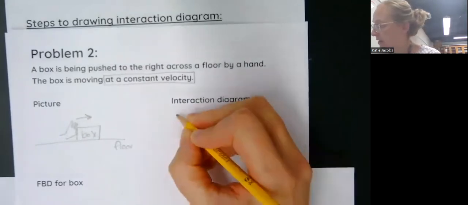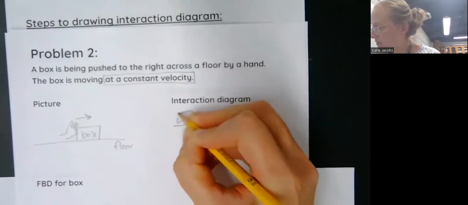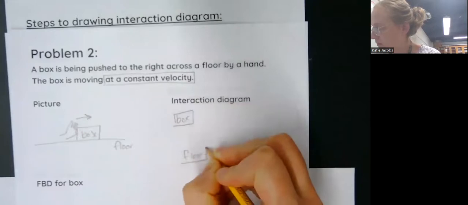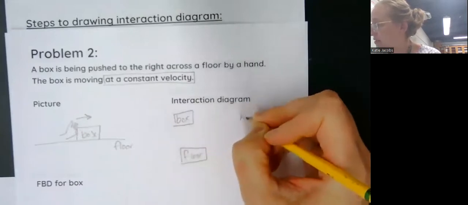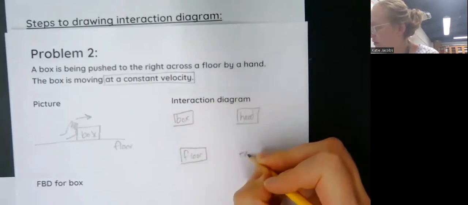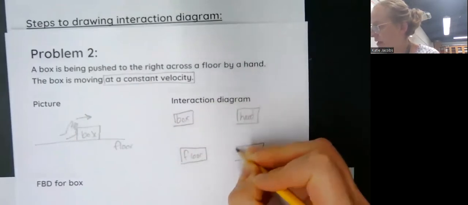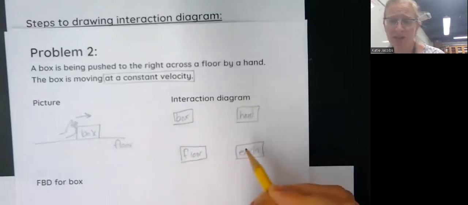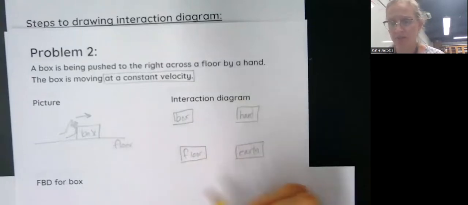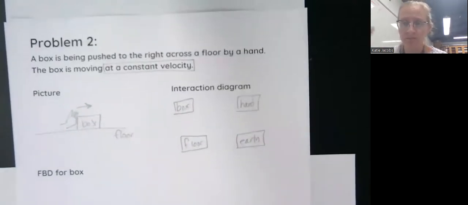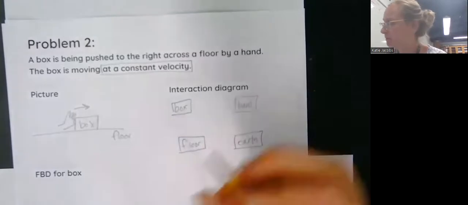For my interaction diagram, I need a box. I need a floor. I need a hand, or you could put a person. I'm just going to put the hand and the earth. That's step one. I got my objects. By the way, there can be 5 objects, there can be 3 objects, there can be 6 objects. The first 2 examples have 4, but that's not a must for every problem.